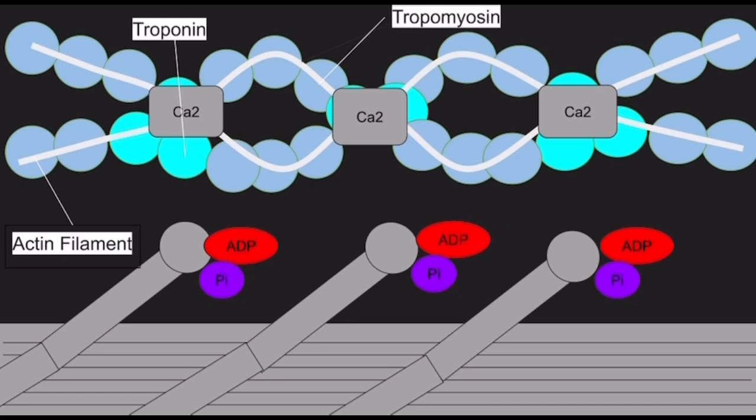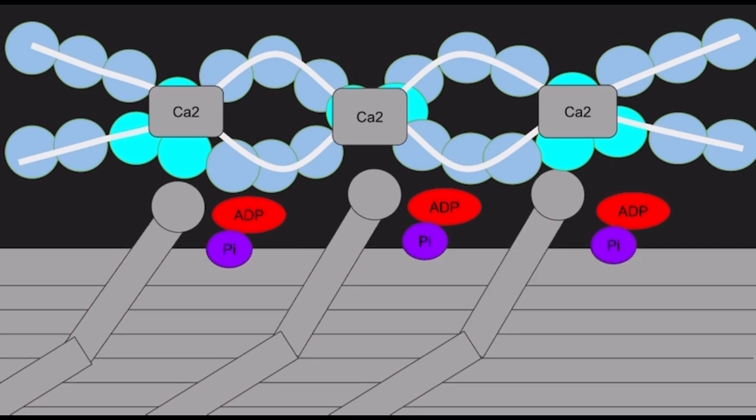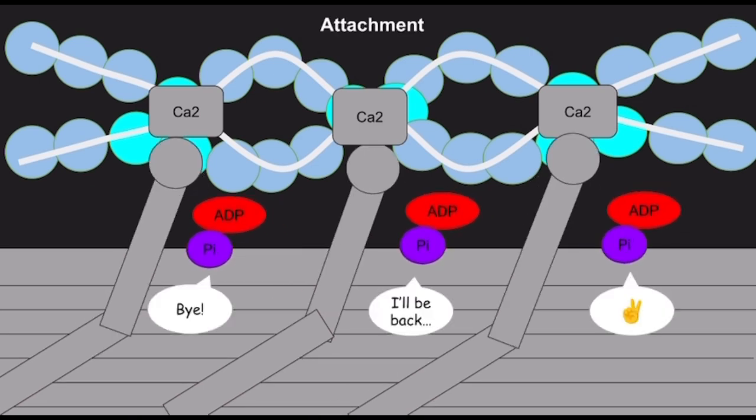At this time, the head of each myosin unit is bound to an ADP and a phosphate molecule, which remain from the previous contraction. Then, the myosin heads release these phosphates and bind to the actin myofilaments through the newly exposed myosin binding sites.